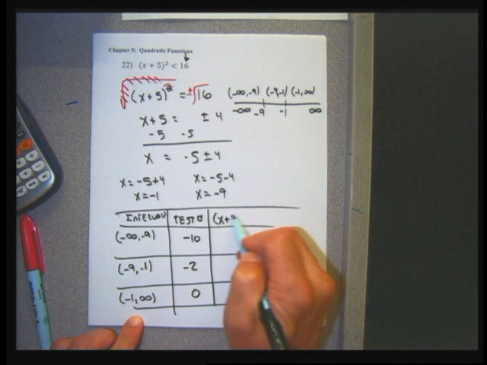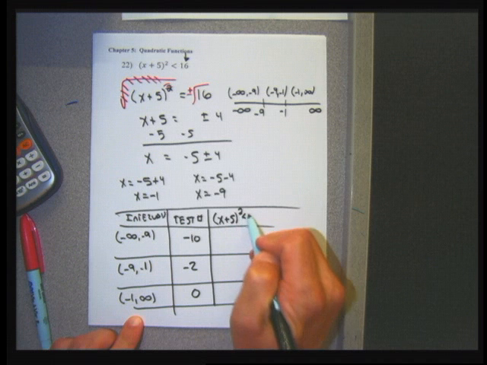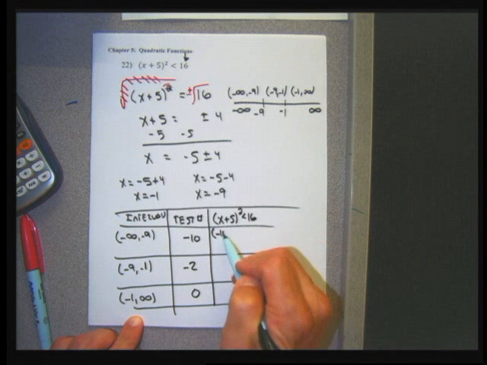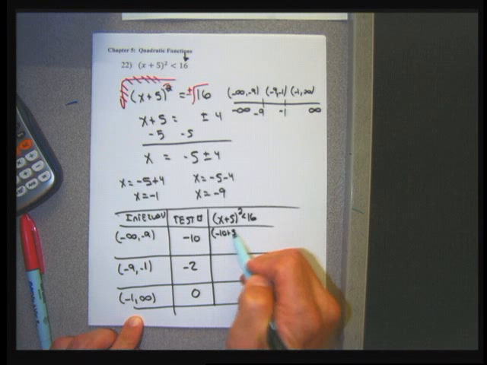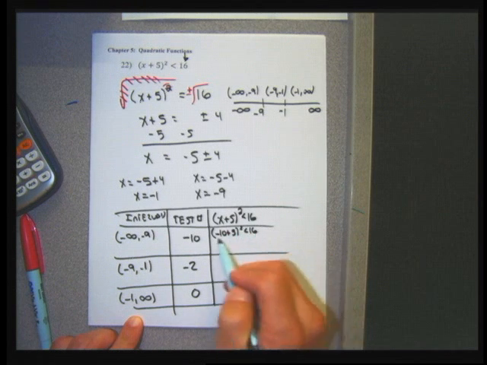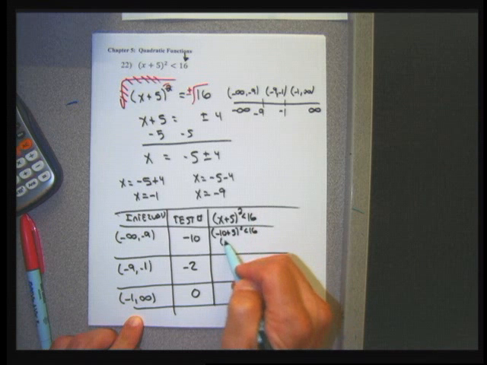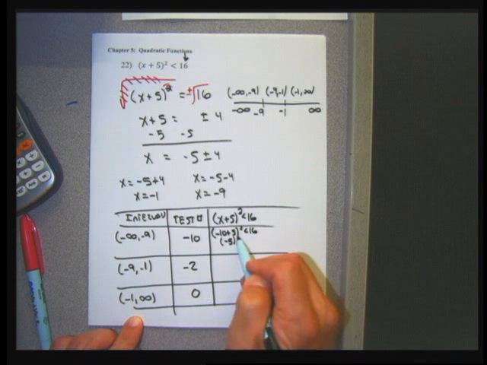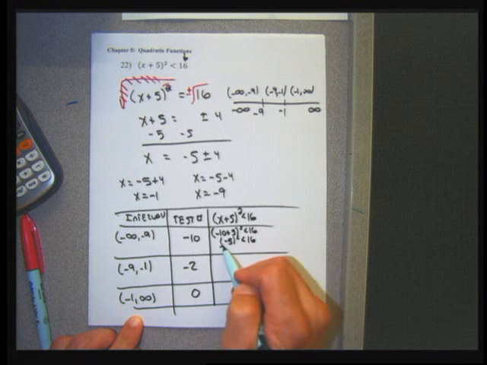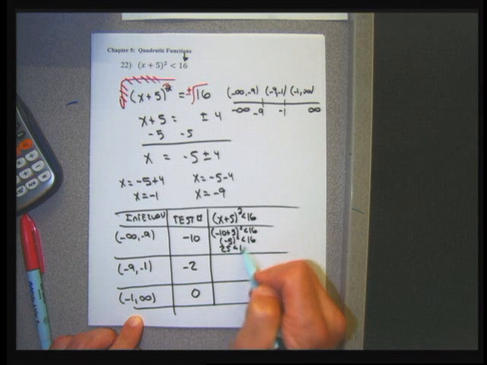(x plus 5) squared is less than 16. For the first one, I'm going to go negative 10 plus 5 squared is less than 16. Negative 10 plus 5 is negative 5. So this gives me negative 5 squared is less than 16, which gives me 25 is less than 16.